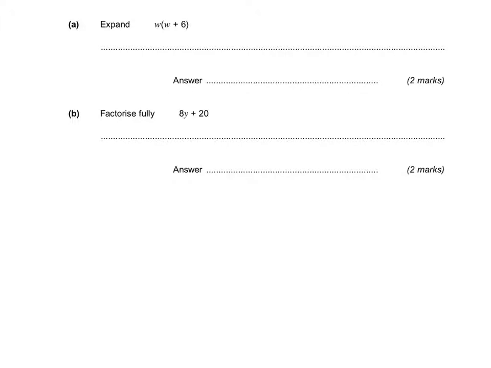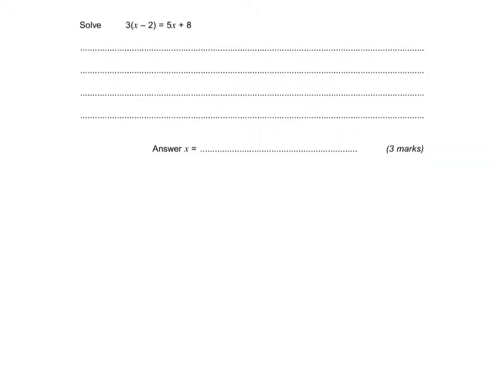Expand w times w plus 6, w squared plus 6w. Factorize 8y plus 20. So everything there divides by 4, so you can put 4 outside the brackets. 4 times 2y gives you 8y, 4 times 5 gives you 20, so it's 4 times 2y plus 5.